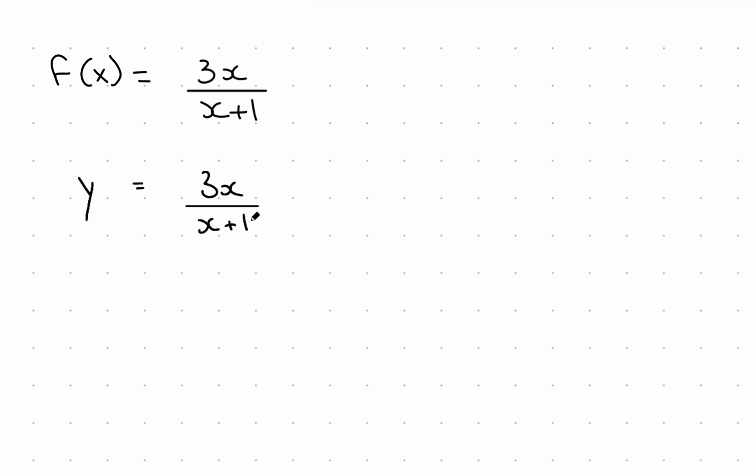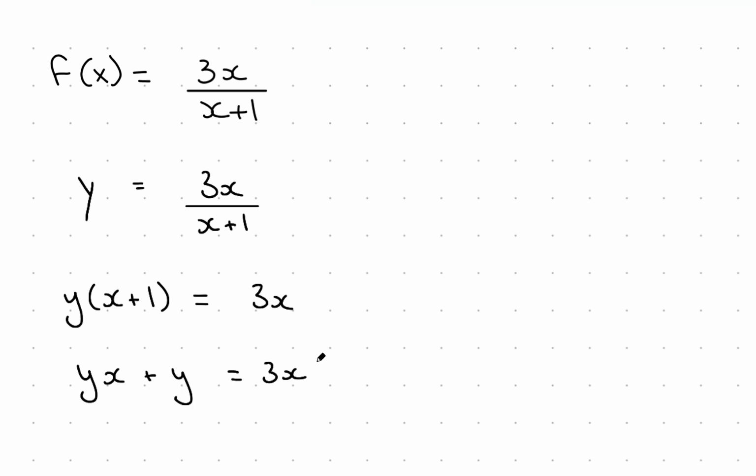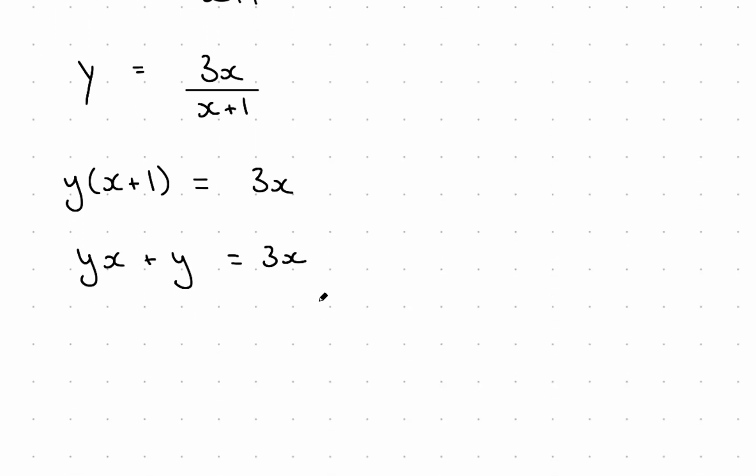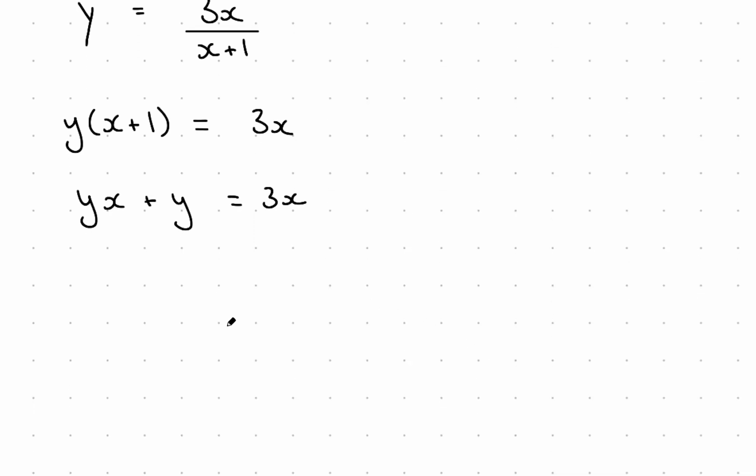So I'm going to multiply both sides by x plus 1 to undo or get rid of this divide by x plus 1. And that will make this side y into x plus 1 is equal to 3x. And then I would multiply this out. So yx plus y is equal to 3x. And then I want to bring all of my x's to one side and all of the y's to the other. So I'm going to have yx, then I'm going to have minus 3x. So take away 3x from both sides, take away y from both sides.